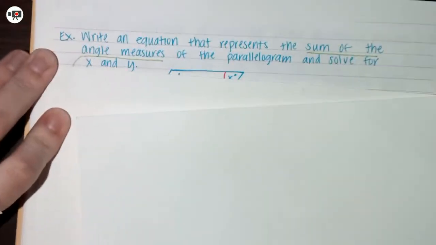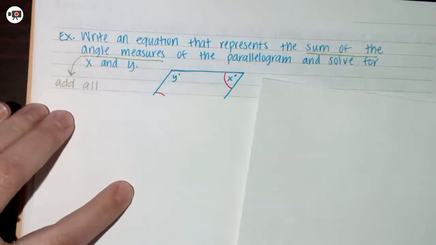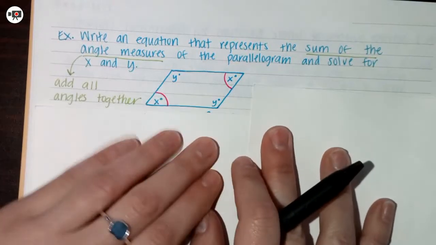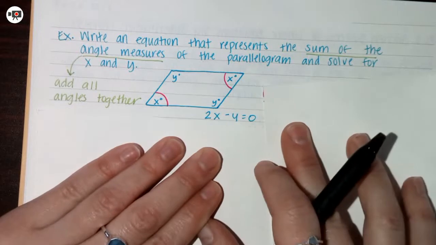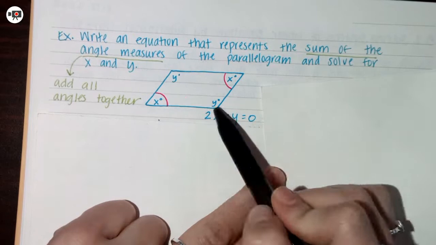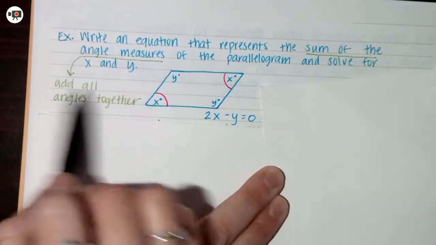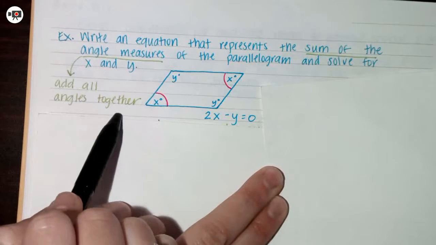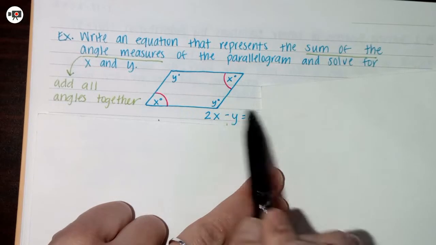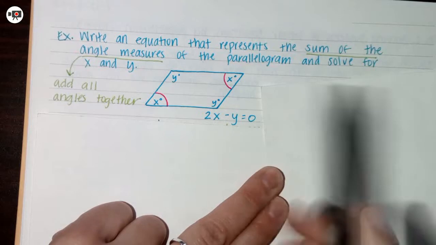We are going to write an equation that represents the sum of the angle measures of the parallelogram and solve for x and y. So I have a parallelogram here, and I have the angle measures marked as y and x degrees. The sum of the angle measures means you're going to take all the angles and add them together. So that's y plus x plus y plus x. And I'm also given this equation where 2x minus y is 0.